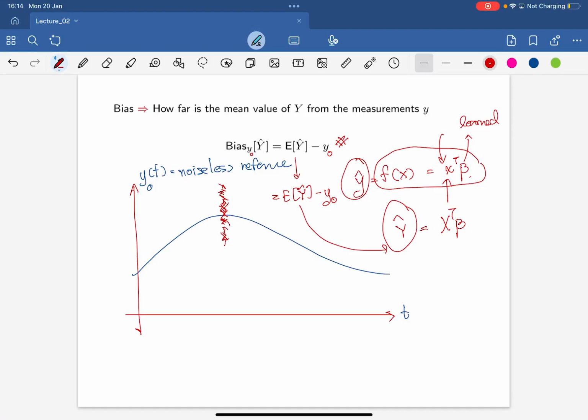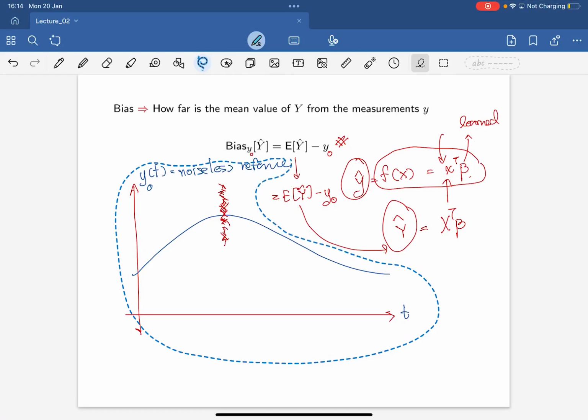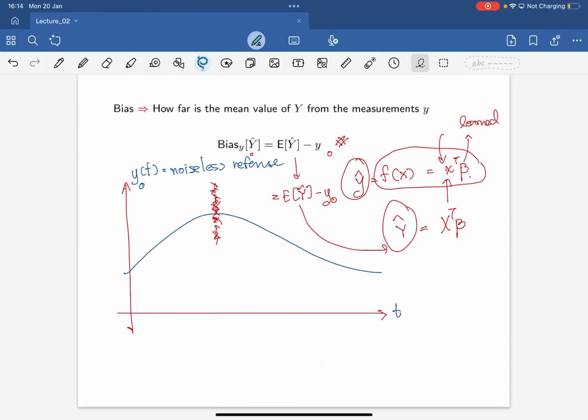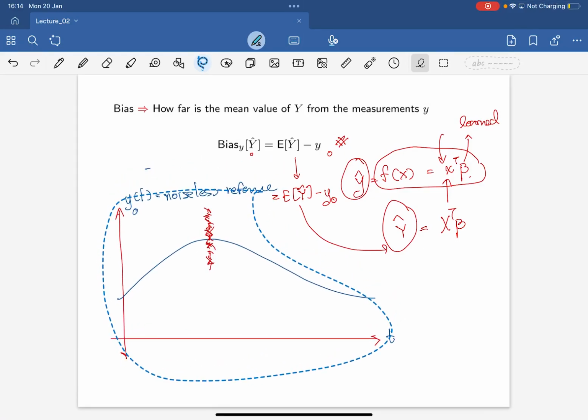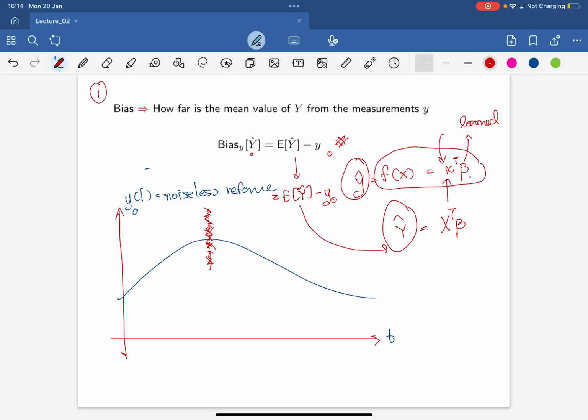So bias will tell you how your predictions in general deviate from your noiseless reference, or maybe the noisy measurements if you change from y_0 to just y. But this depends on what reference you're choosing. Is this okay? So this is the first theoretical performance that people sometimes evaluate.